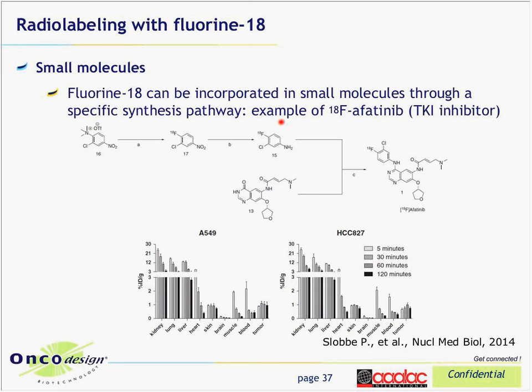Here you have another process, slightly different from the other, but the result is the same. It's fluorine 18 afatinib. This molecule was evaluated in vivo in A549 cells harboring a target tyrosine kinase, and a second model, HCC827, which was harboring the mutated tyrosine kinase, and in both the distribution was similar.